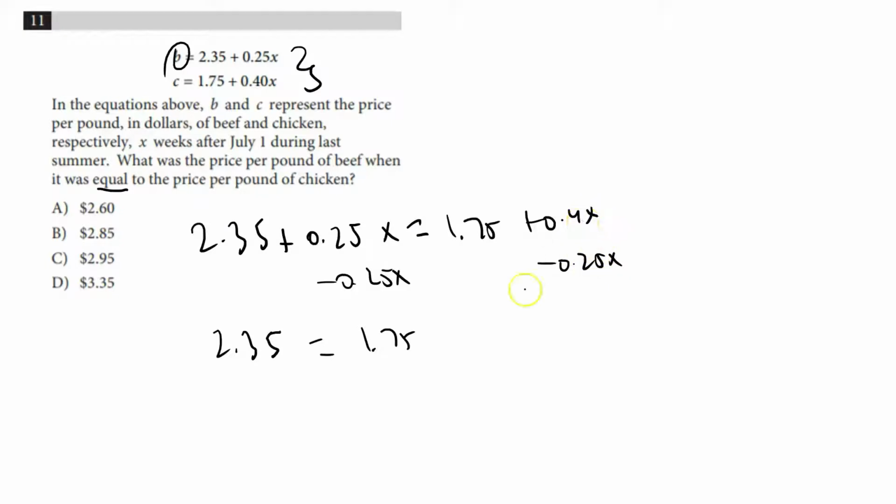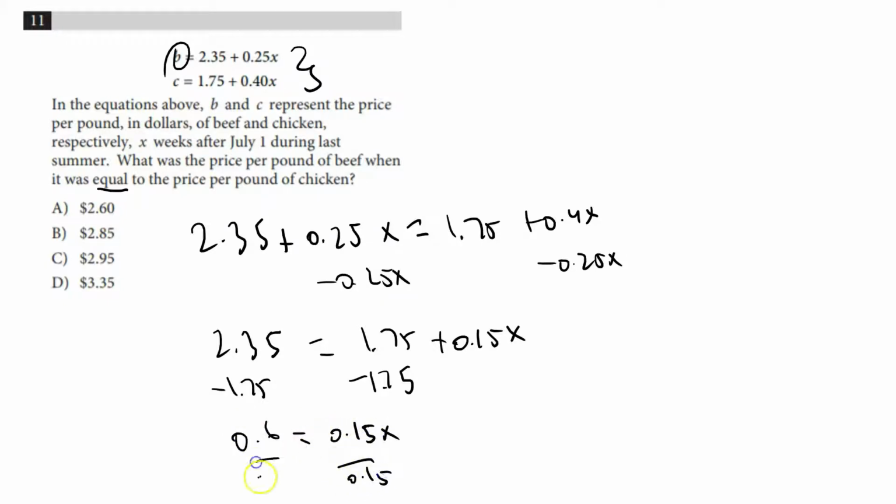Well, that's basically the same as writing 40x minus 25x, and then just dividing by the scale factor. So that's plus 0.15x. And then we can subtract 1.75 from the right side to get 0.6 equals 0.15x. Divide both sides by 0.15. X equals, so let's see, 0.6 divided by 0.15. That's basically 60 divided by 15, which is 4.